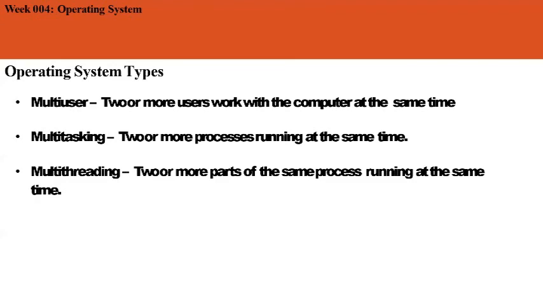Then we have also what we call multitasking. So multitasking naman, that is two or more processes running at the same time. So dalawang process naman siya, or dalawang application na ginagawa ng isang tao. So multitasking. Then we have also multi-threading. That is two or more parts of the same process running at the same time. That is multi-threading.